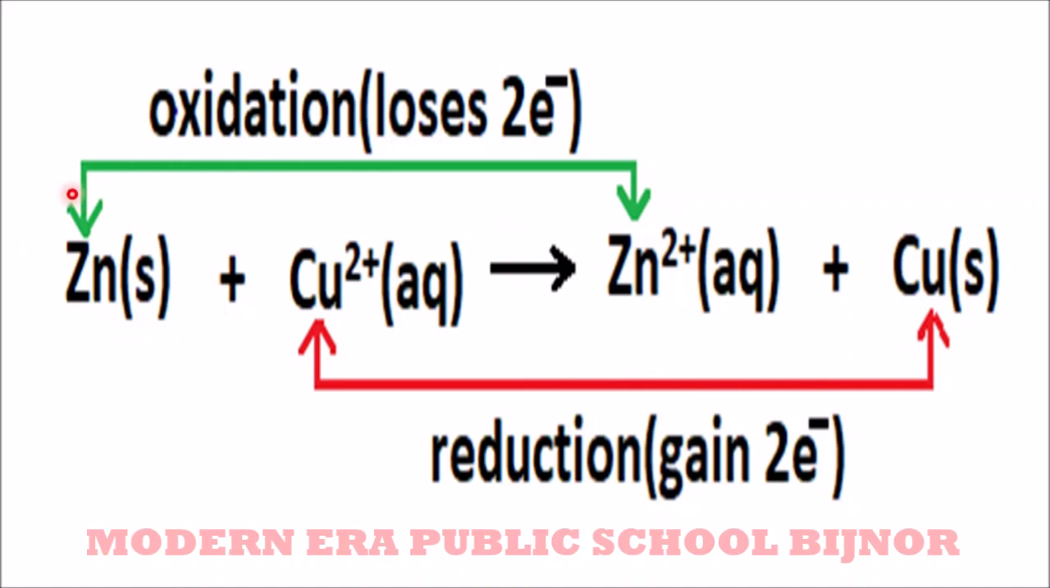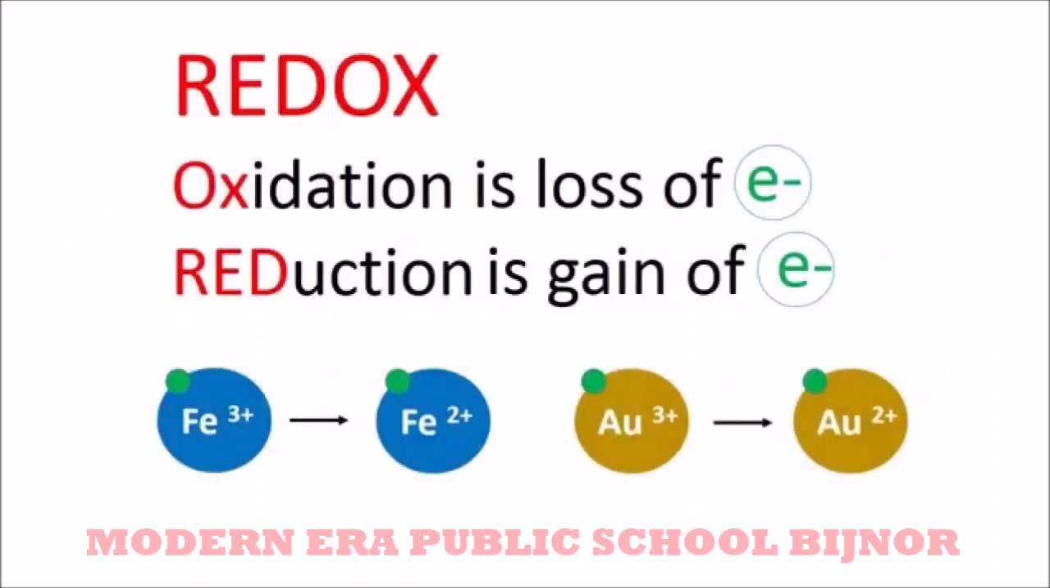One substance supplies the electrons and is said to be oxidized, and one accepts the electrons and is said to be reduced. In a simple way, for the example on your display, redox means oxidation is loss of electrons and reduction is gain of electrons. For example, Fe3+ becomes Fe2+, its positive charge decreases, so it is said to be reduced. Another example, Au3+ becomes Au2+, so it is also said to be reduced.